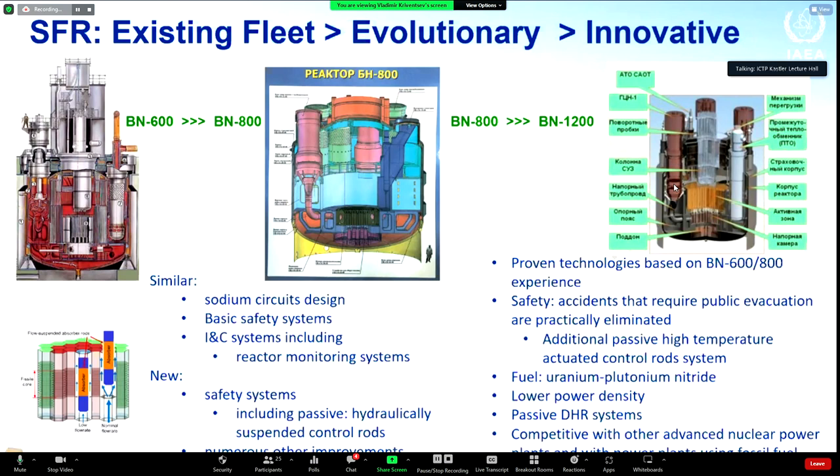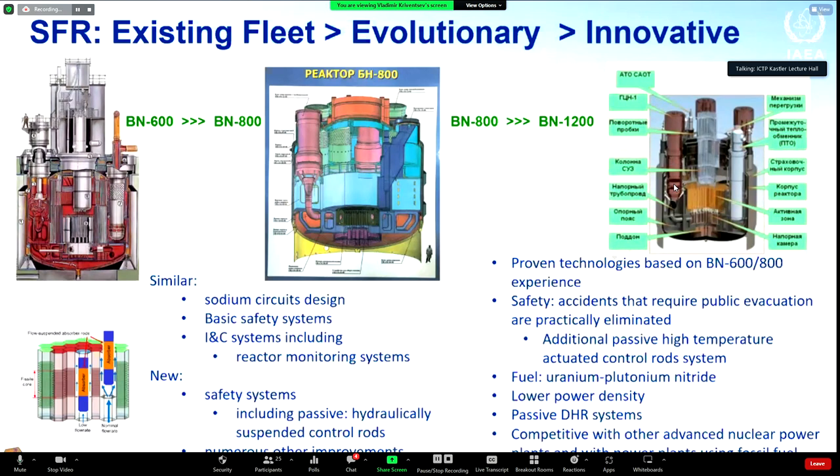Just to show you the evolution of the reactors and what makes the existing fleet evolutionary innovative, let's say, BN 600 operates since 1985 in Yekaterinburg in Russia. When Russia made a new reactor, BN 800, what is similar? It's exactly the same, a very similar sodium design of the reactor vessel and sodium circuits. Basic safety systems are also the same. Information control systems, including the reactor monitoring system, are the same.